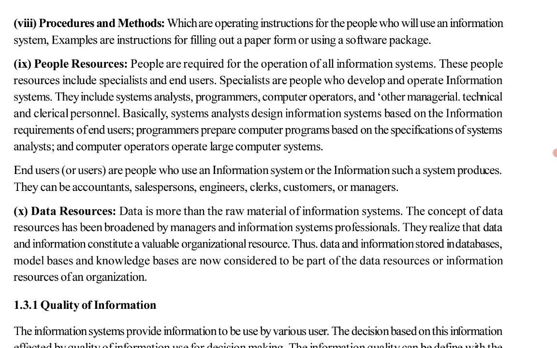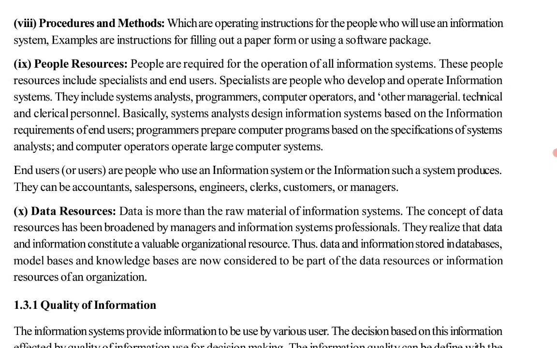People resources means human resources, HR people, developers and IT people. People are required for the operation of all information systems. These people resources include specialists and end users. Specialists are people who develop and operate information systems. They include system analysts, programmers, computer operators, and other managerial, technical, and clerical personnel.